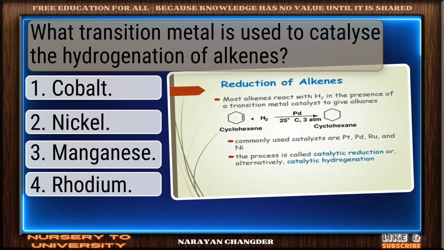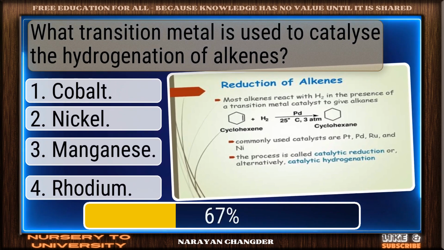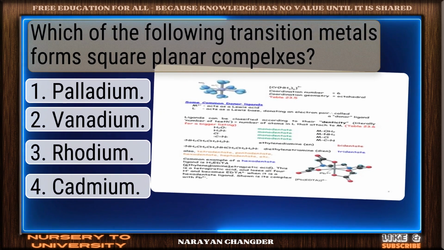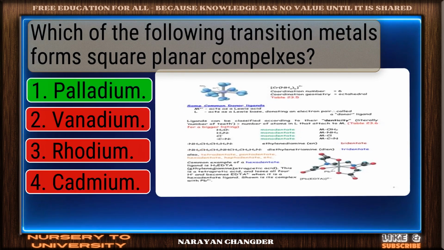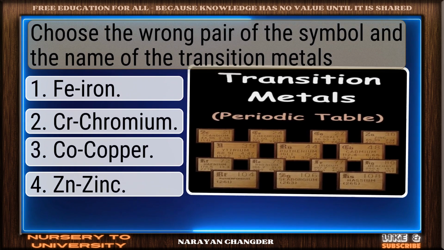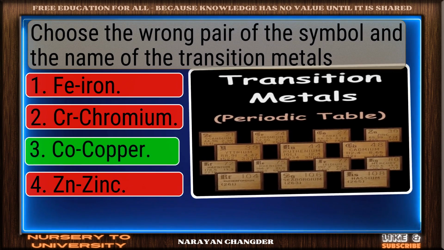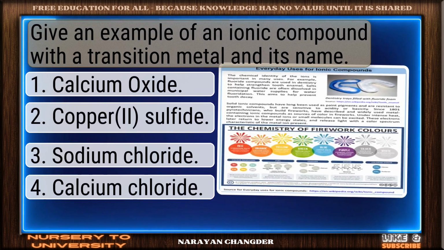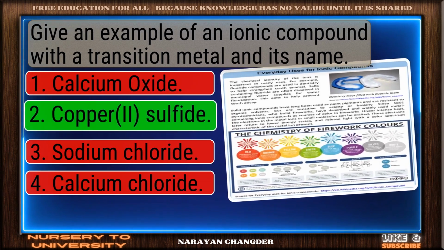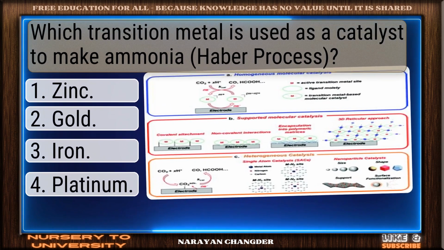Haber process is catalyzed by which transition metal? Iron is correct. What transition metal is used to catalyze the hydrogenation of alkenes? Right, nickel. Which of the following transition metals forms square planar complexes? Clear and correct, palladium. Choose the wrong pair of the symbol and the name of the transition metals. Well reasoned, Co-copper. Give an example of an ionic compound with a transition metal and its name. Smart thinking, copper sulfide.